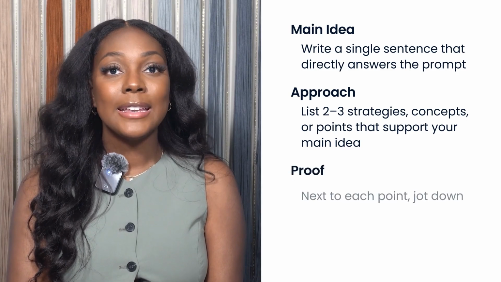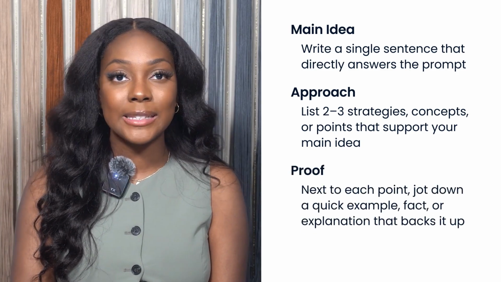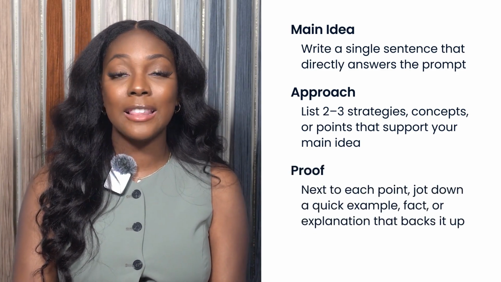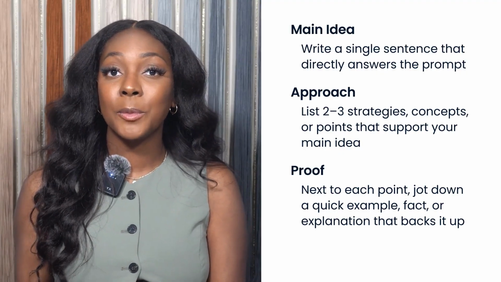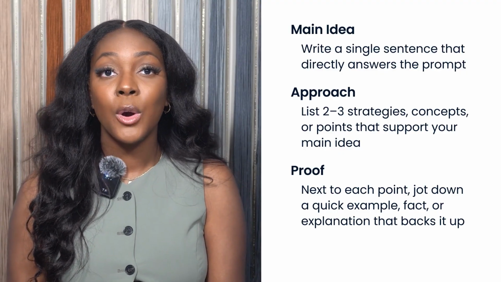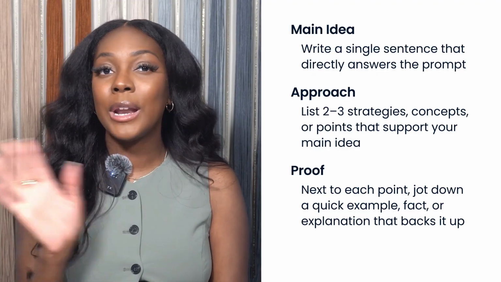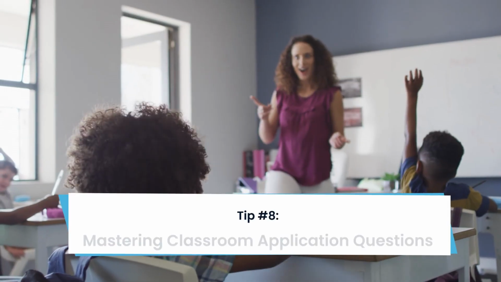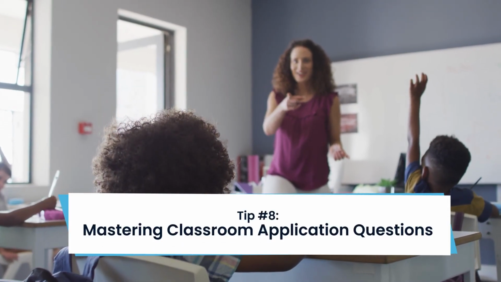Last is proof. Next to each point, jot down a quick example, fact, or explanation that backs it up. This could be a classroom application, a historical fact, or a scientific concept, whatever fits the prompt. This outline takes 2 to 3 minutes to create and gives you a clear roadmap to write a structured, well-organized response. Not only will it help you stay on topic, but it also ensures you include specific examples, something scorers are looking for.